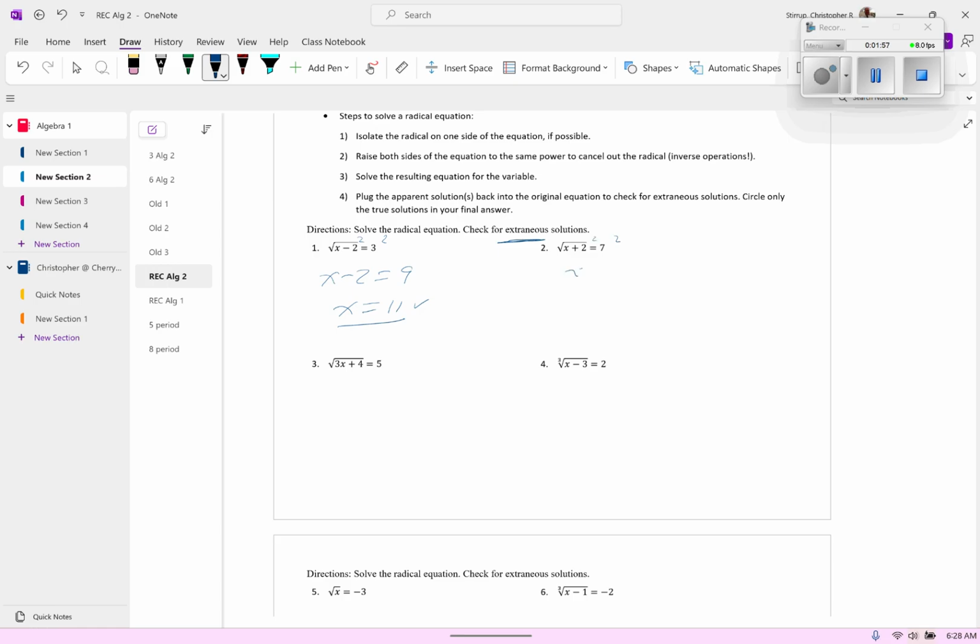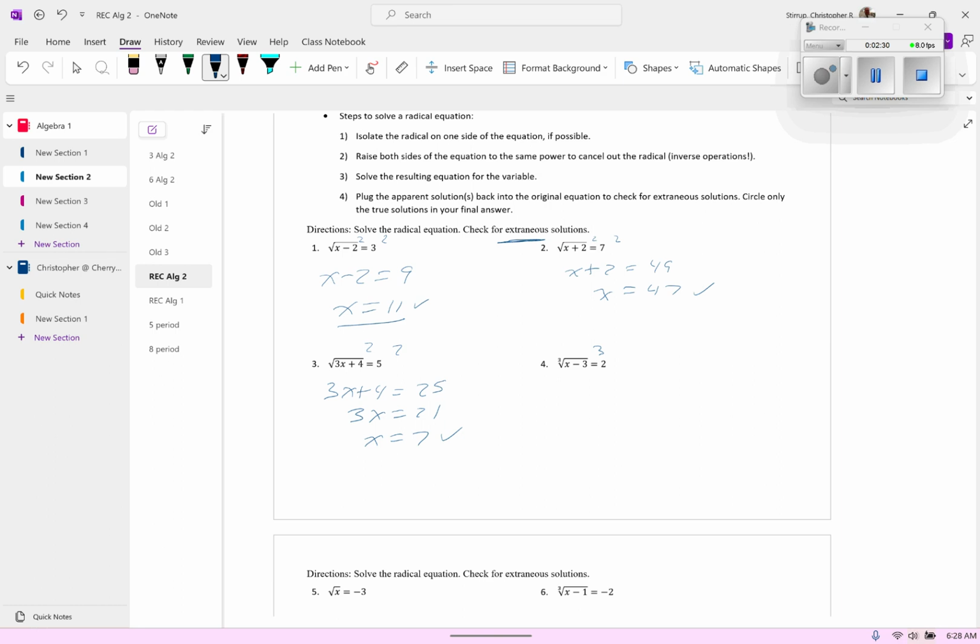This one I'll square both sides first. Subtract 2 from both sides, so I get 47. 47 plus 2 is 49. Square root of 49 is 7, so that works. So we haven't seen any extraneous solutions yet, but we will. So this is going to give me 3x plus 4 equals 5 squared, which is 25. Subtract 4 from both sides. Divide each side by 3. So is 7 times 3, that's 21. 21 plus 4 is 25. Square root of 25, 5, yes.